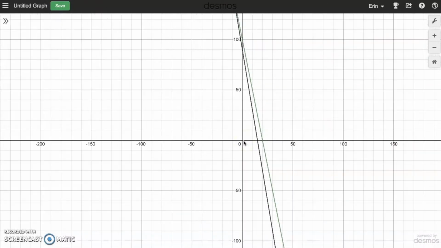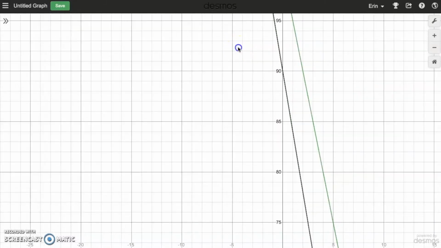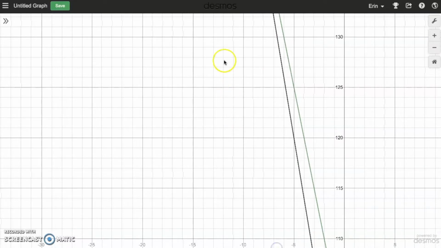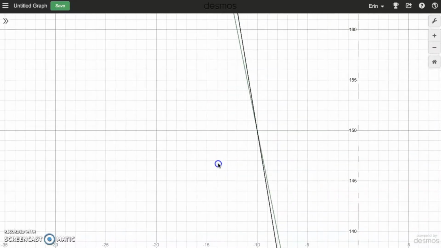So I'm going to zoom out, and I can see that these lines are going to meet up here. So now that I have that area, I can go ahead and zoom back in a little bit and find that exact spot. Now what's nice about Desmos is that if you click on the green line, you'll notice that it already identifies here the point where they meet. So it helps you identify that exact spot. So the solution to this system would be -10, 150.